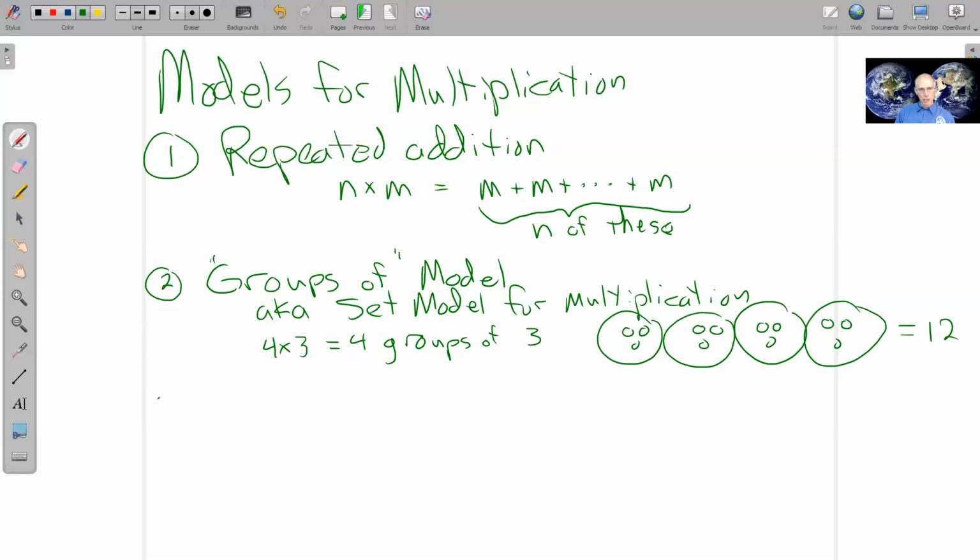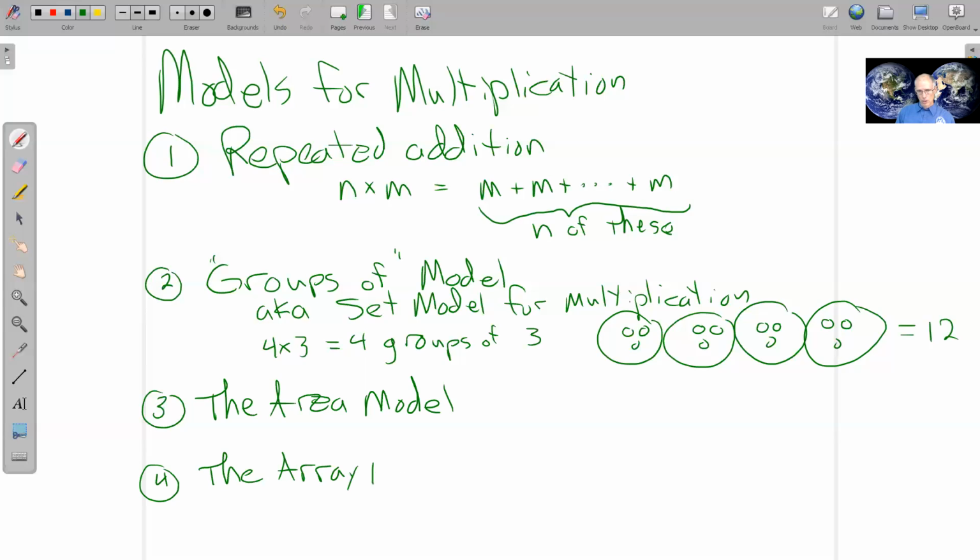Another model, and one of my favorites, is the area model. And it's related to probably one I could say is a 4th model called the array model. And the area model is multiplication is an area, meaning length times width.